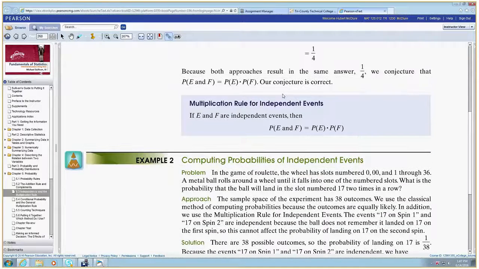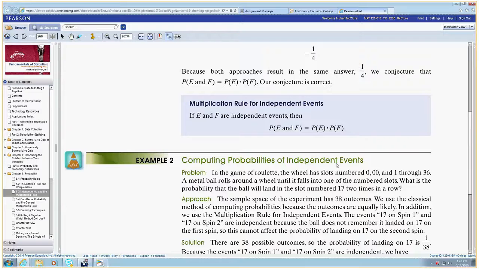In a game of roulette, the wheel has numbered slots 0 through 00, and 1 through 36. A metal ball rolls around, blah, blah, blah. What is the probability that the ball will land on a numbered 17 2 times in a row?